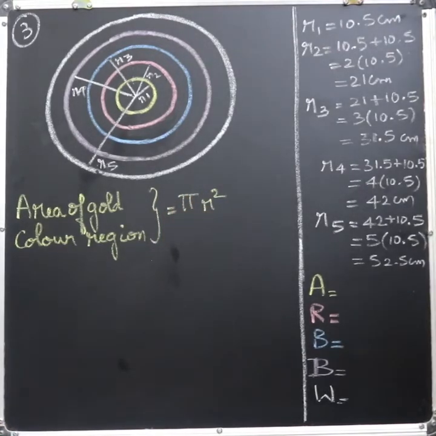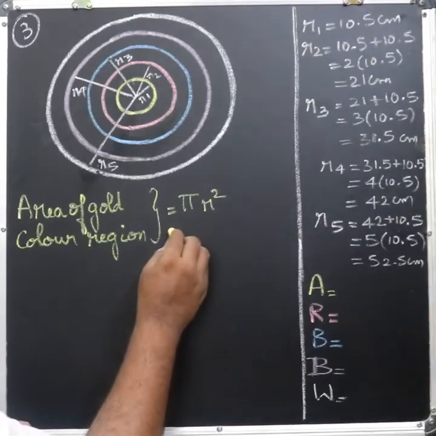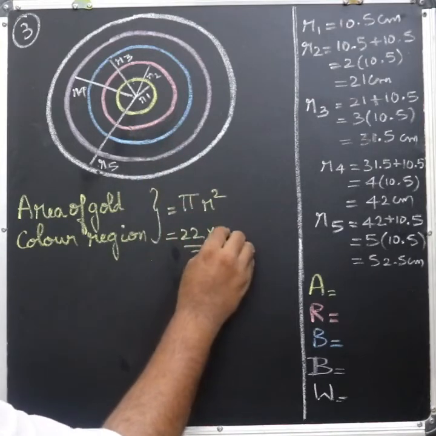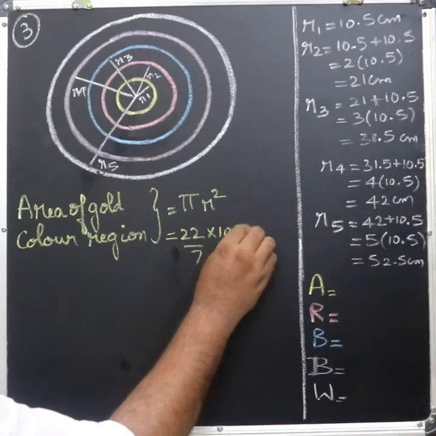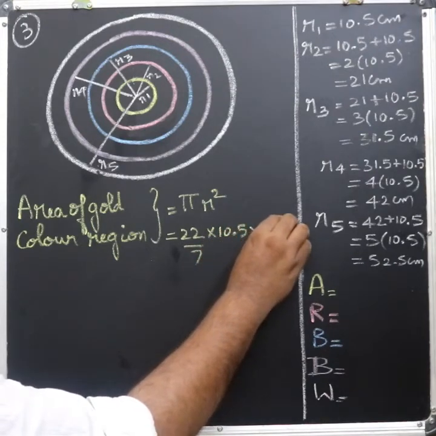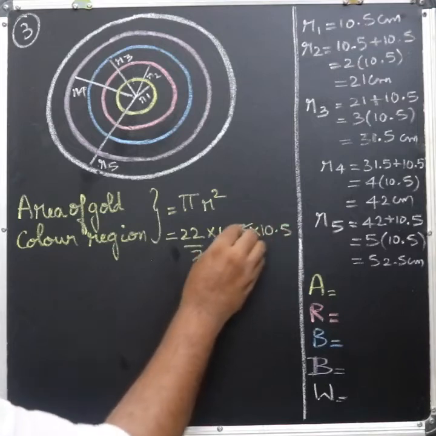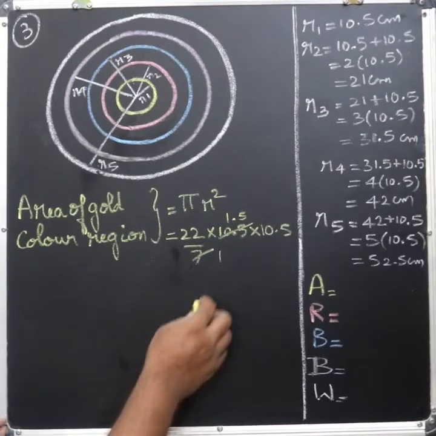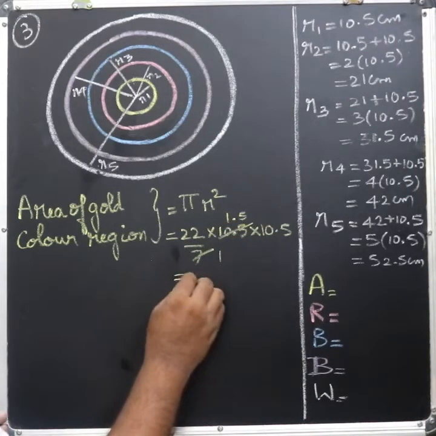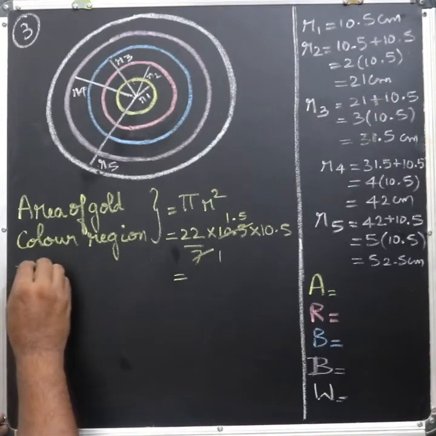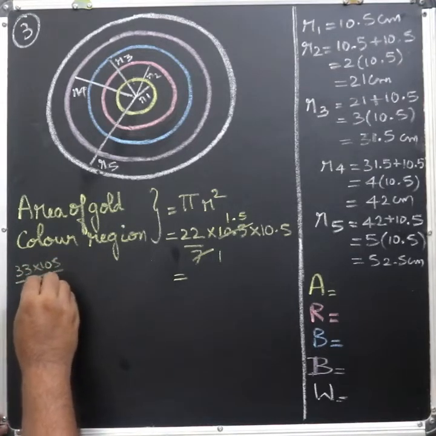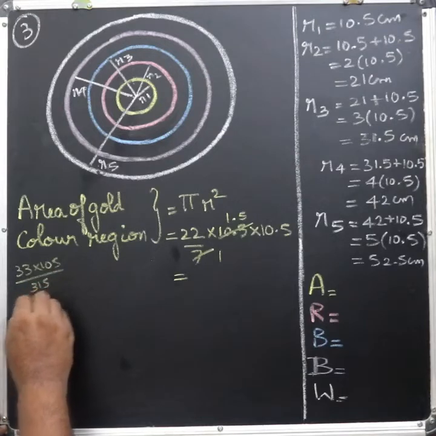Substituting the values, we will get pi value is 22 by 7, radius is 10.5. So 10.5 into 10.5. Now when you cancel, 1 7 is 7, 5 7s are 35. So we have 1.5. 1.5 into 22 is 33. 33 into 10.5 is going to be 315 plus 315, that is 3465.